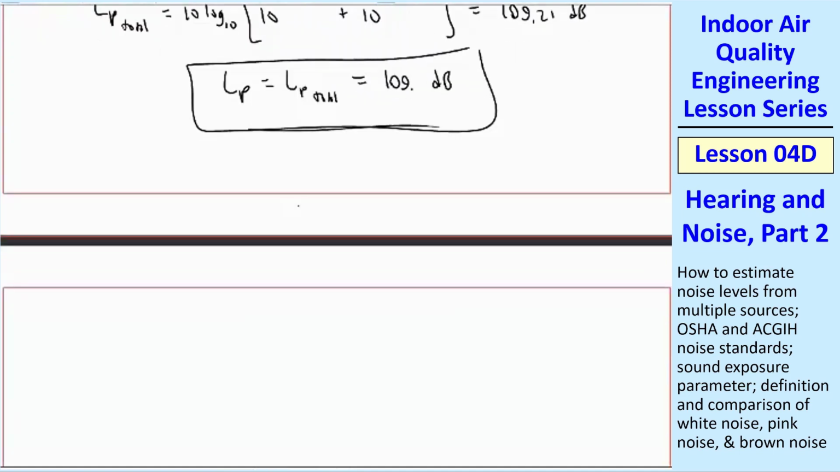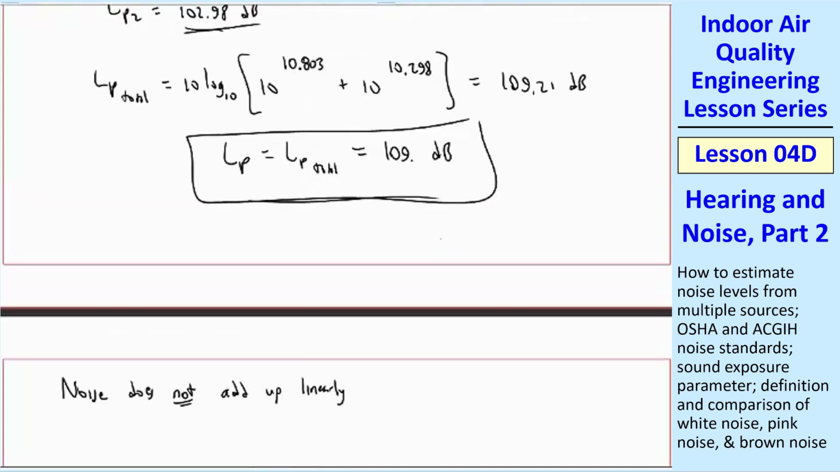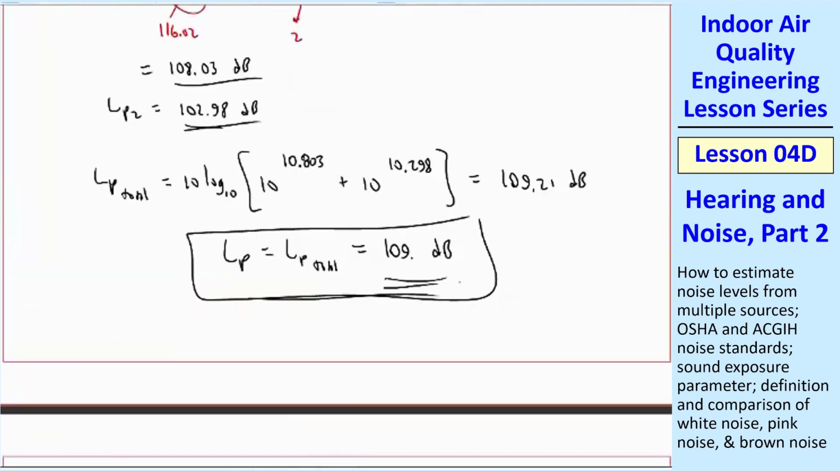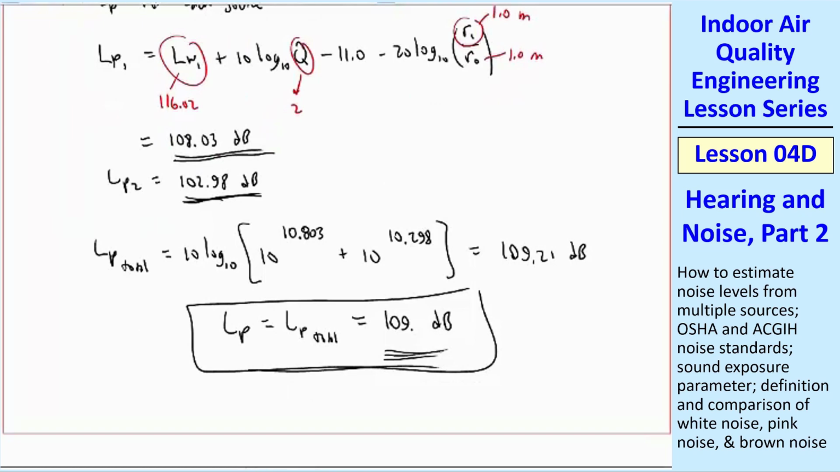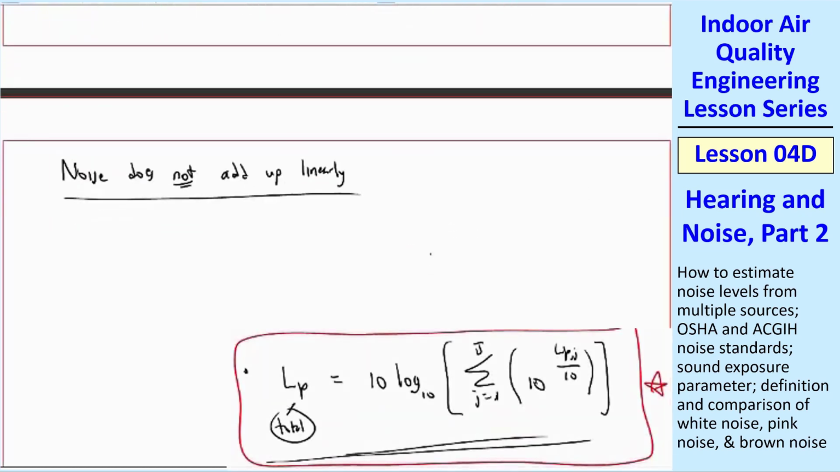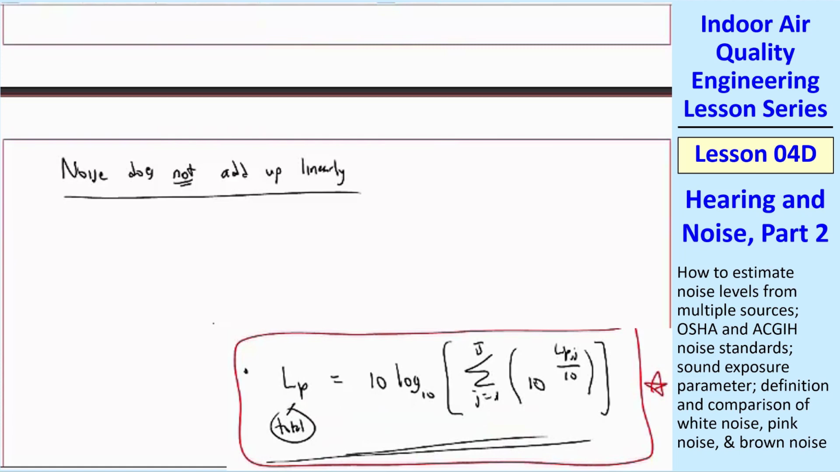Due to the nature of sound, you can see that noise does not add up linearly. We have all these logarithms flying around. Our total is 109, even though we have 108 from one of the machines and 103 from the other, but we certainly don't get 200 and some dB, we get only 109. It's not an average, it's not a sum, it's that more complicated formula.